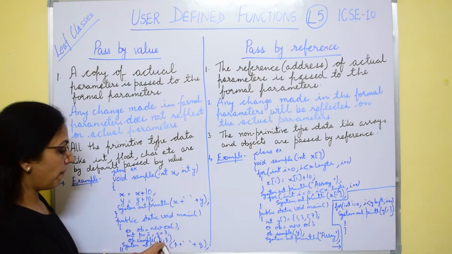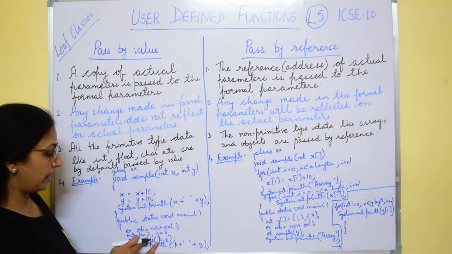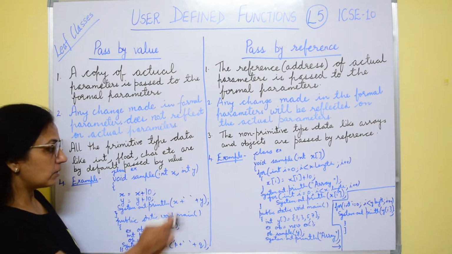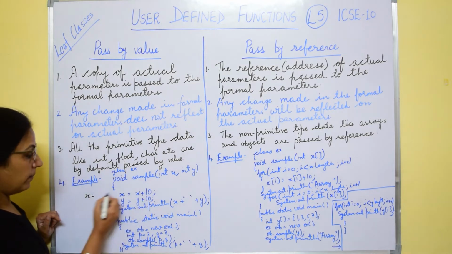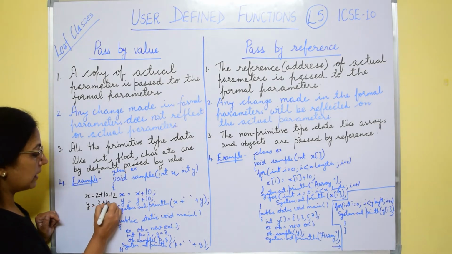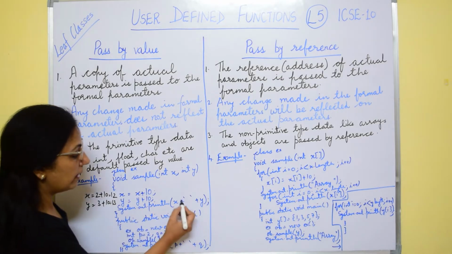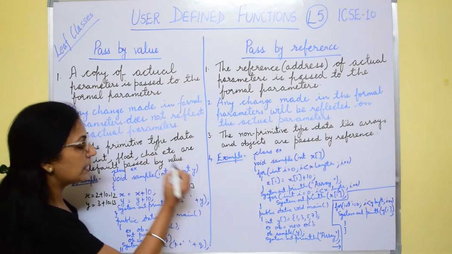So a copy of p will go to x, that means x will have the value of p. So x will be 2 and y will be 3, right? So here x will become 2 plus 10, that is 12, and y will become 3 plus 10, that is 13. So here when you print, what will it display? It will display 12 space 13.